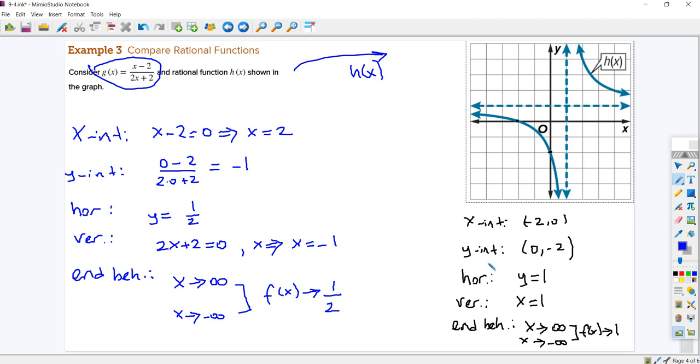So I know example 3 wants you to compare them, on page 479 and 480. Based on what you find, just compare them. For example, for y-intercept for g of x we have -1. For y-intercept for h of x we have -2. You can say g of x has a higher y-intercept than h of x. That's the thing. So fill the gaps on this question. We will continue with the second part. All right. So that's the example 3.